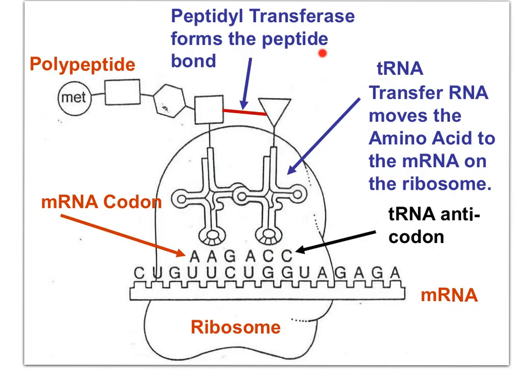As peptidyl transferase forms the peptide bond, the bond between the tRNA and this amino acid would break as the ribosome moves right, and the tRNA in the A site here is moved into the P site. This tRNA is moved to the E site, which is not shown, and then departs the ribosome.